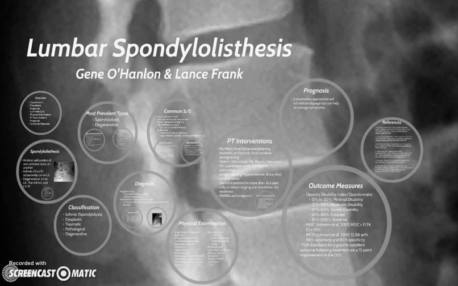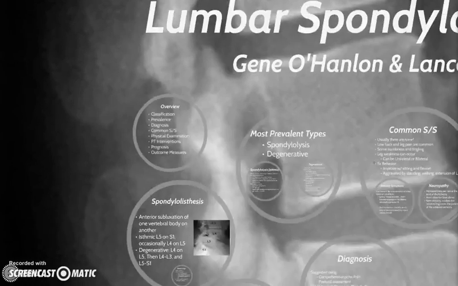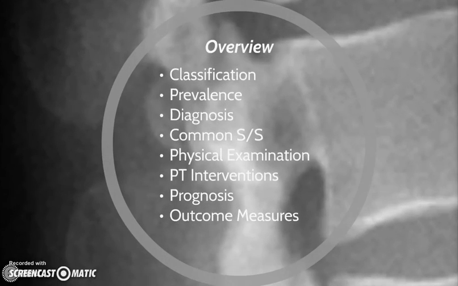and today we're going to be talking about lumbar spondylolisthesis. Today we're going to cover how spondylolisthesis is classified, its prevalence, how it's diagnosed, common signs and symptoms, what to expect on a physical examination, different therapeutic interventions, the patient prognosis, and specific outcome measures.